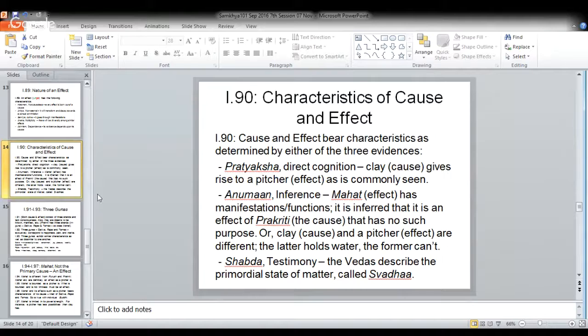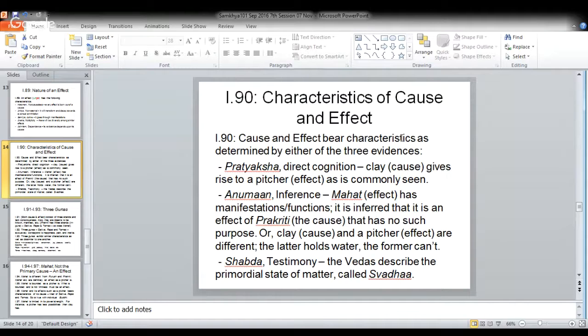Now 1.90 is relating the characteristics of effect with that of the cause. So characteristics of both cause and effect. Cause and effect bear, let me read it, Anyasyad abhedato va gun samanyat etastat siddhi pradhan vyapdeshadva.